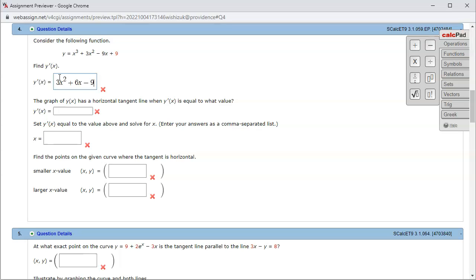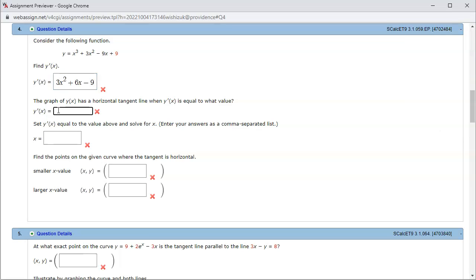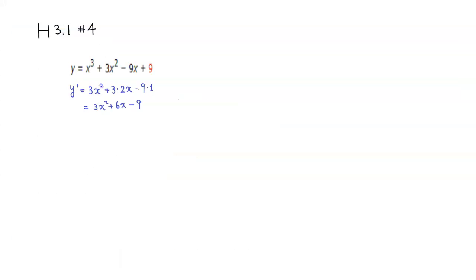And then the graph of y has a horizontal tangent line. If it's a horizontal tangent line, the slope is going to be 0, so we want to set the derivative equal to 0. Set y prime equal to the value above here, which is 0, and we want to find the value of x. So let's do that.